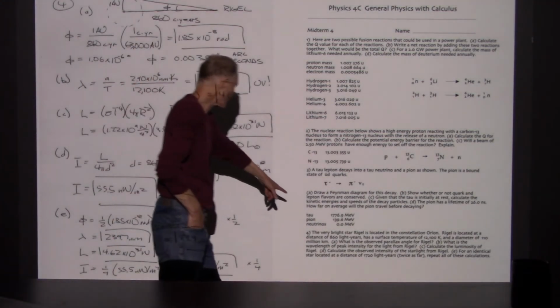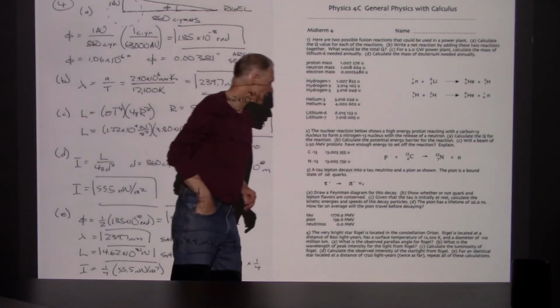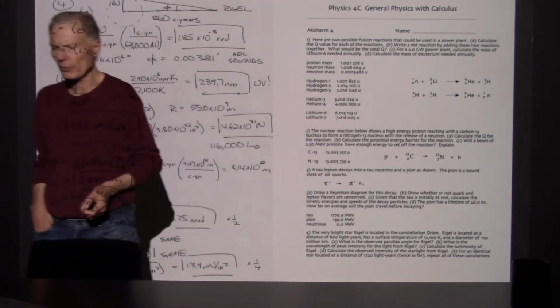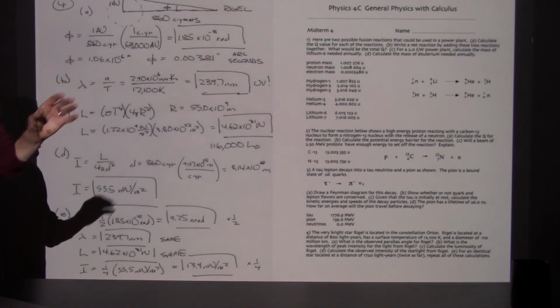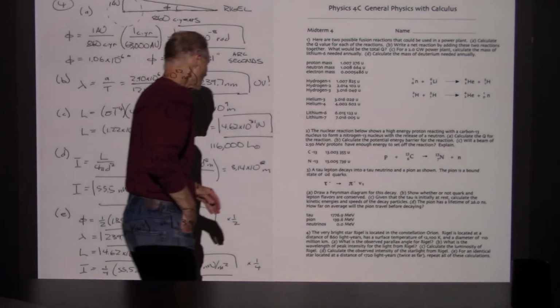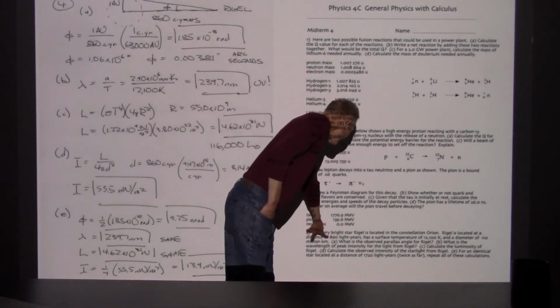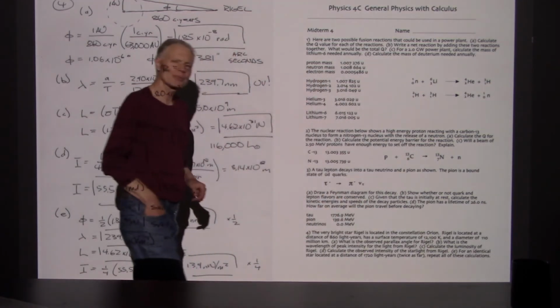The last problem that we have: the very bright star Rigel is located in the constellation Orion. Now you don't have to know that for the midterm, but some of you may be familiar with the constellation Orion. It's one of the best known constellations, along with maybe the Big Dipper, and it has two really bright stars, Rigel and Betelgeuse. And Rigel is located 860 light years away, has a surface temperature of 12,000 Kelvin.